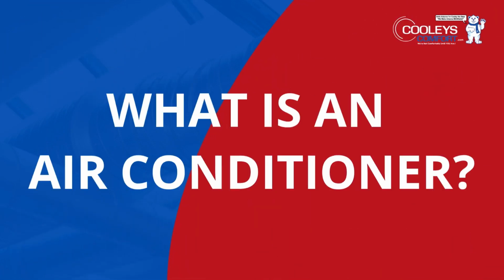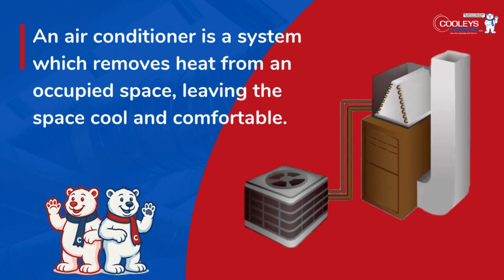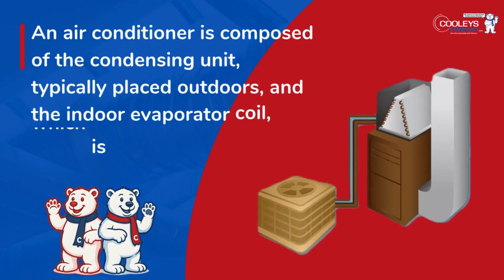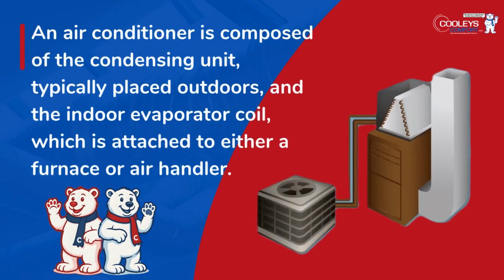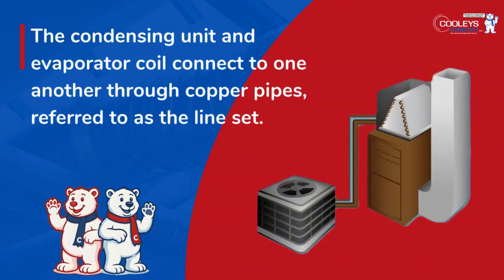What is an air conditioner? An air conditioner is a system which removes heat from an occupied space, leaving the space cool and comfortable. An air conditioner is composed of the condensing unit, typically placed outdoors, and the indoor evaporator coil, which is attached to either a furnace or air handler. The condensing unit and evaporator coil connect to one another through copper pipes, referred to as the line set.